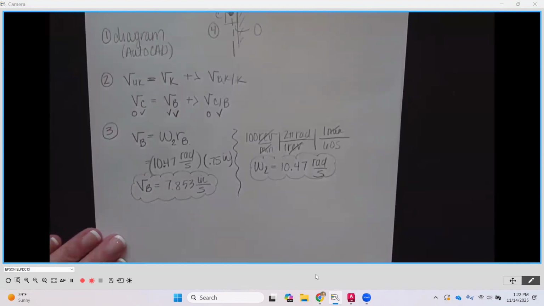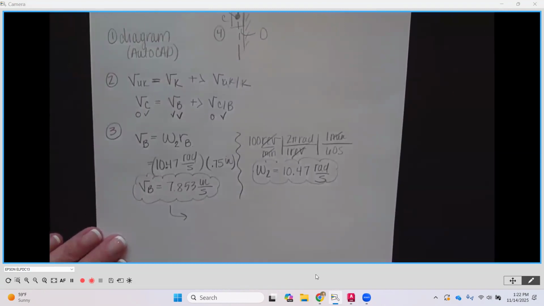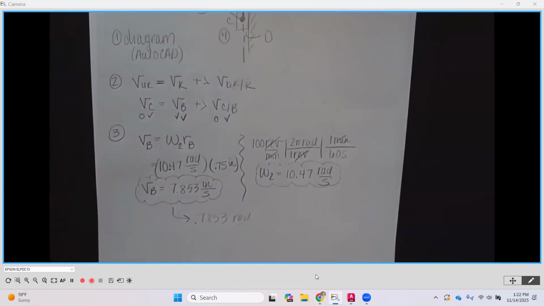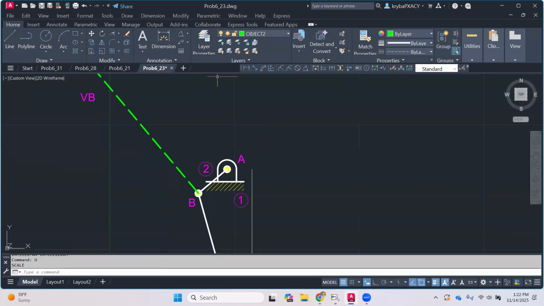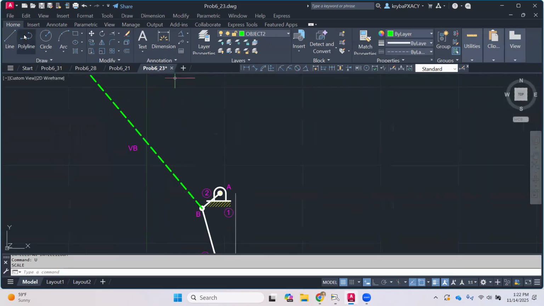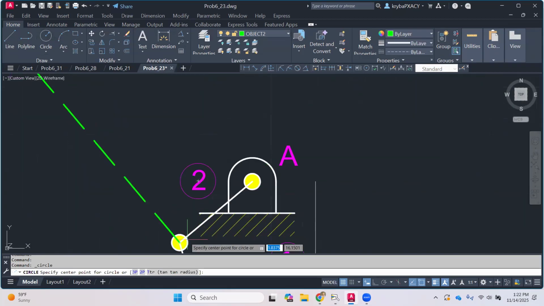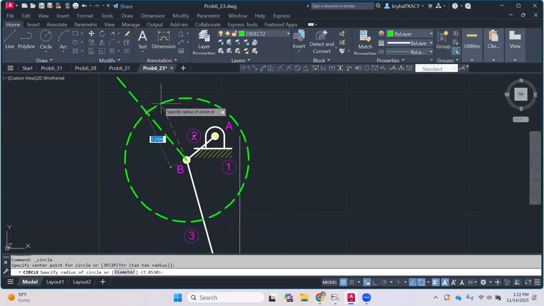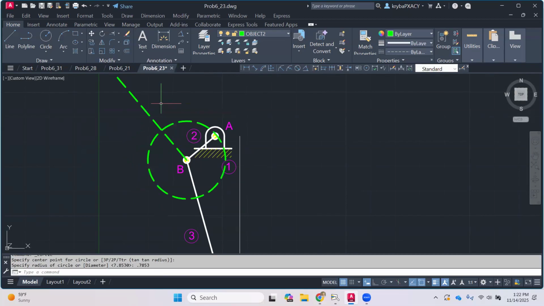So I am going to draw a new radius to be 0.7853, the radius of that circle. So this is shorter. So sorry, but it's okay. I'm going to do another circle center radius. Make sure that your center is at the center of B there. And now this radius, instead of 7.853, I'm going to do 0.7853. So again, dividing that number by 10, hit enter.